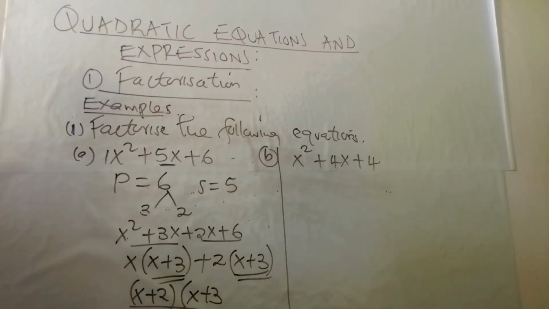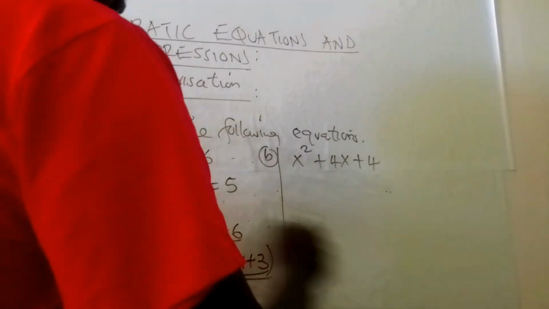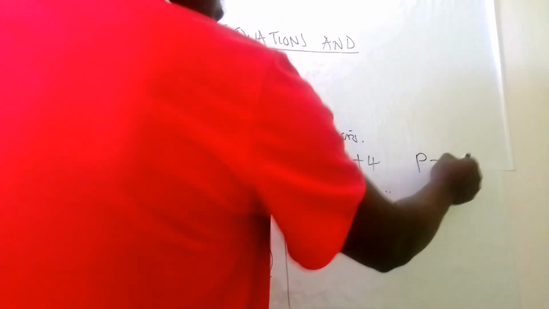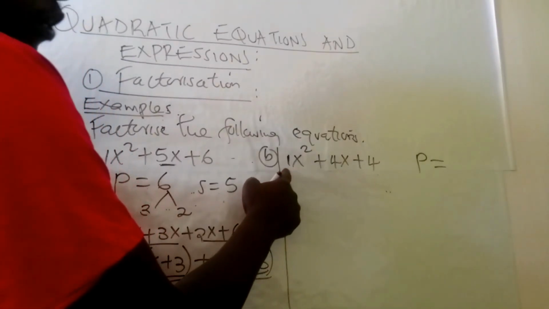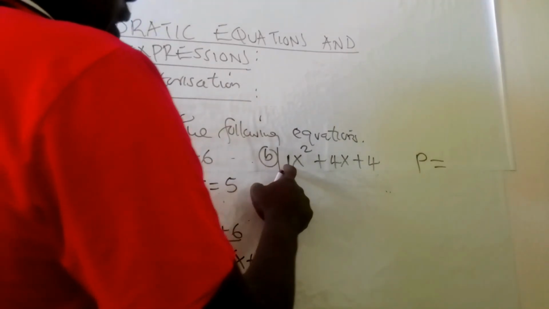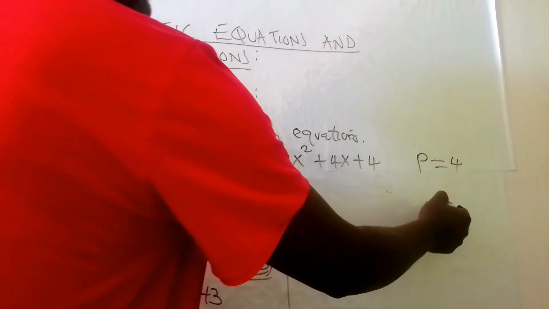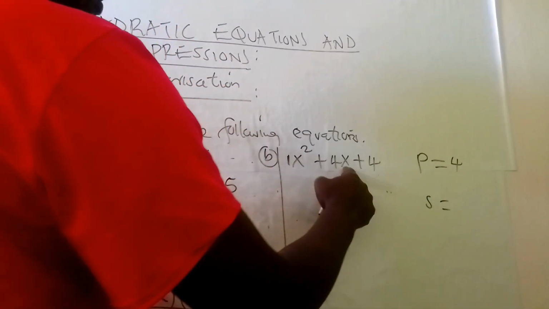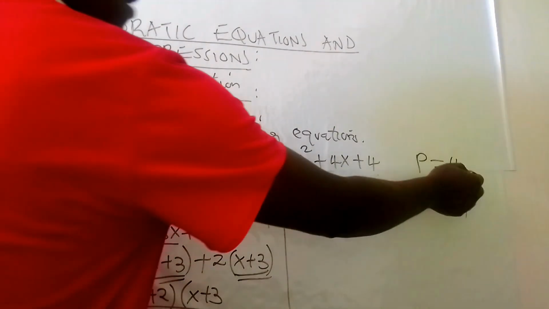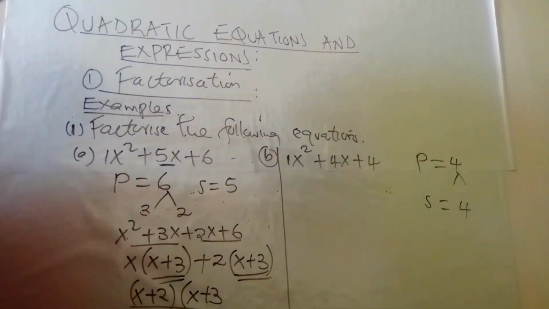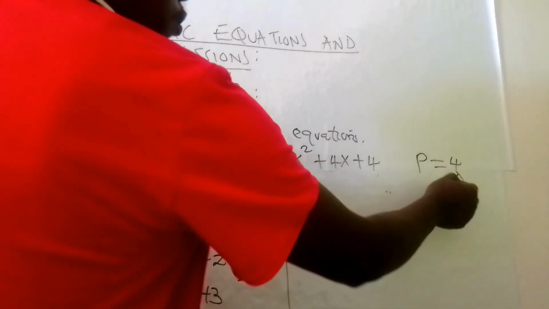Okay, so now we look at the solution. Similarly, we follow the same procedure we have followed here. We find two numbers whose product is a times c. In our case, the coefficient of x squared is 1, so a is 1. So it is 1 times 4, you get 4. And then the sum is the coefficient of x here, which is 4. So we are going to find two numbers whose product is 4 and the sum is 4. The two numbers, when you multiply them you get 4, are 2 and 2.